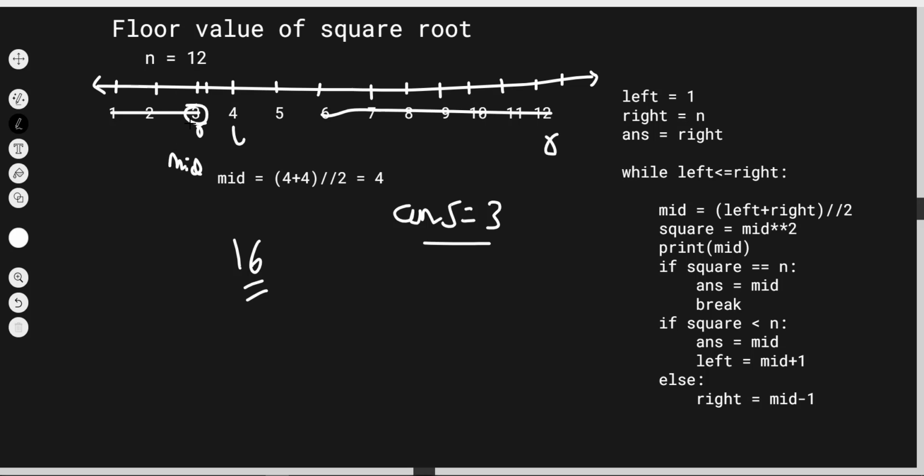And if we take the square of 3, it will always be less than the n. It cannot be greater than n. That's why we are updating value of answer only when the square is less than n.